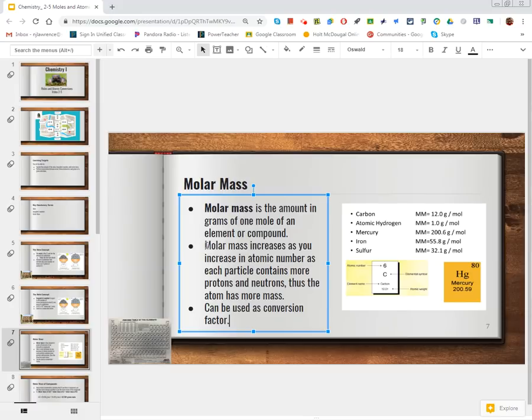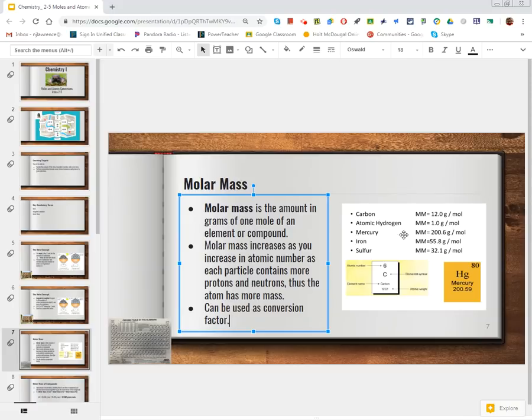So notice, though, that the molar mass will increase depending on which element or compound you're dealing with. When I look at carbon, carbon has 12 grams per 1 mole. Hydrogen, an individual hydrogen, only has 1 gram per mole because it's smaller. There's only 1 proton there for every atom. And again, if you look at mercury and iron and sulfur, they all have different masses.